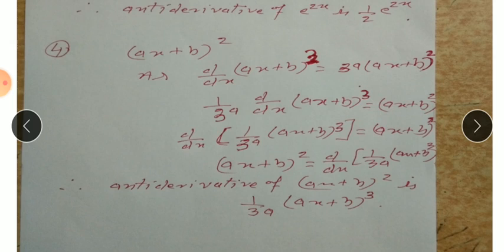Now constant 1 upon 3a can be written under bracket in form of this: d dx of (1 upon 3a (ax plus b) whole cube) is equal to (ax plus b) whole square, or this can be written as (ax plus b) whole square is equal to d dx of 1 upon 3a (ax plus b) whole cube. Means we can say that antiderivative of (ax plus b) whole square is 1 upon 3a (ax plus b) whole cube.